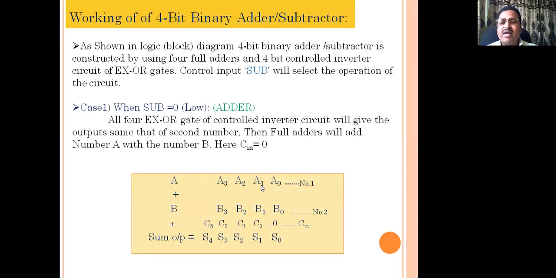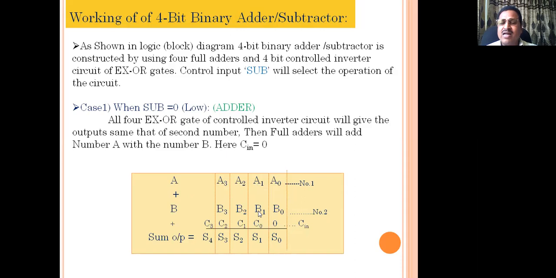A3, A2, A1, A0 and B3, B2, B1, B0. These two numbers will get added. For the sake of understanding, we can arrange them vertically. So number A plus B, here the carry in is 0 because carry in means the sub input, it is 0. Therefore, addition of A0 plus B0 plus 0 gives sum S0, and if any carry, C0.